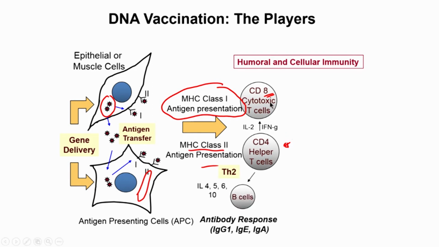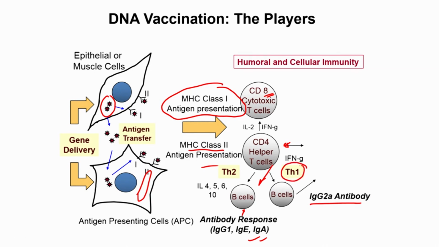CD4 helper cells will go towards the Th2, will activate the B cells, and you will get a strong antibody response. You can also go Th1 and you can get a different type of antibody. So, these are two different types, T helper cells 1 and T helper cells 2. Depending on which one you are activating, one gets activated through an external antigen, and one gets activated through a cytoplasmic antigen.